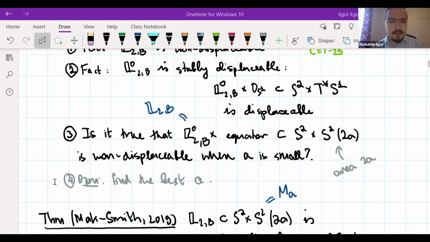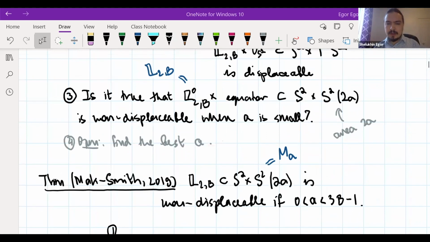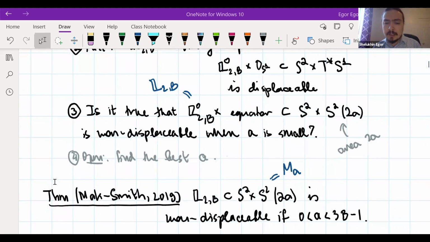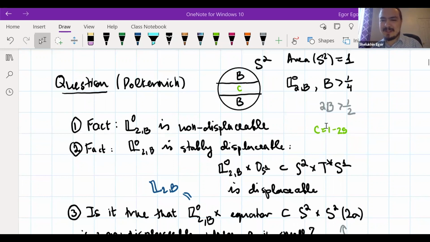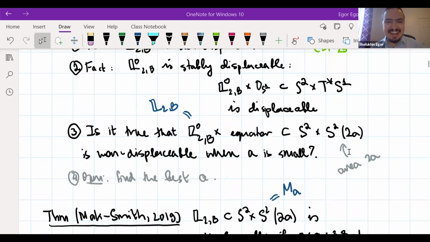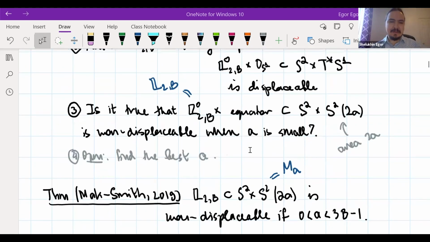And Mak and Smith in 2019 proved the following fantastic result, that it is indeed non-displaceable if A is sufficiently small relative to B. So if A is less than 3B minus 1. And 3B minus 1 is actually B minus C, because C is 1 minus 2B. So I made this calculation. An open question that still remains is to find the best possible A given a configuration. So is it really 3B minus 1, the optimal one, or maybe something bigger?